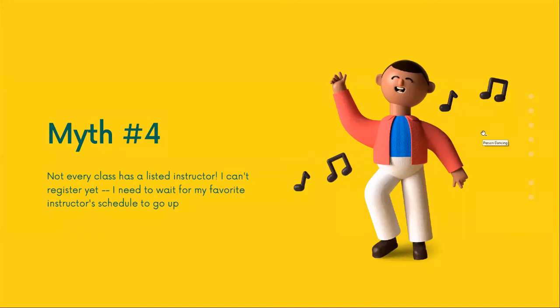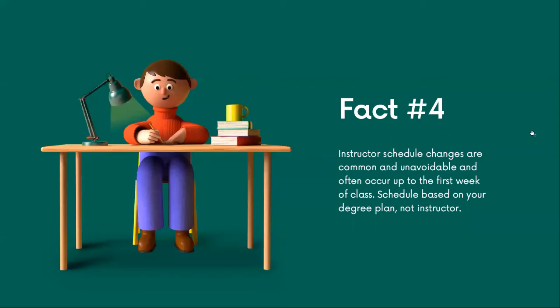And myth number 4: not every class has a listed instructor, so I, as a student, can't register yet because I need to wait for my favorite instructor's schedule to go up. Well, I understand everyone has favorite teachers and everyone has teachers maybe they aren't as wild about. The fact is that instructor schedule changes are common and unavoidable. And in reality, they can often occur up to the first week of class. And even beyond that, life happens, emergencies happen. Sometimes instructors get pulled away due to family emergencies and someone else has to step in and substitute for them.